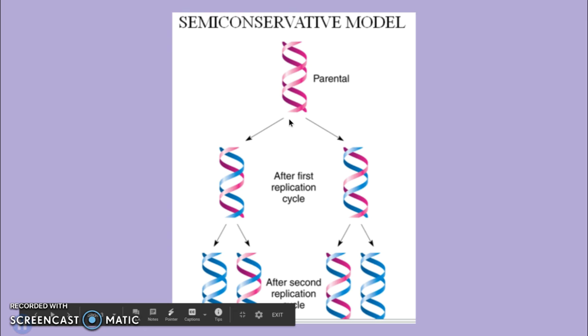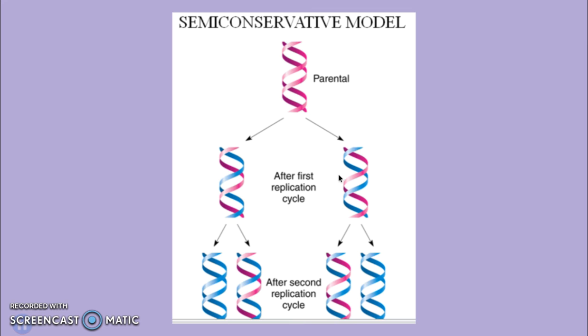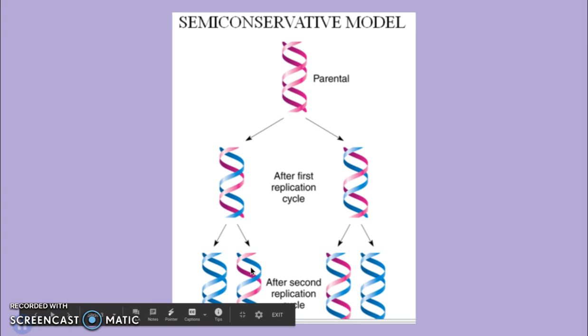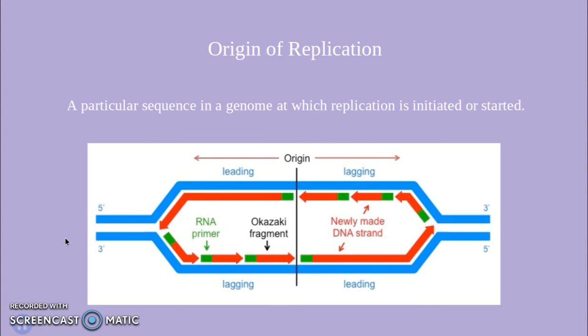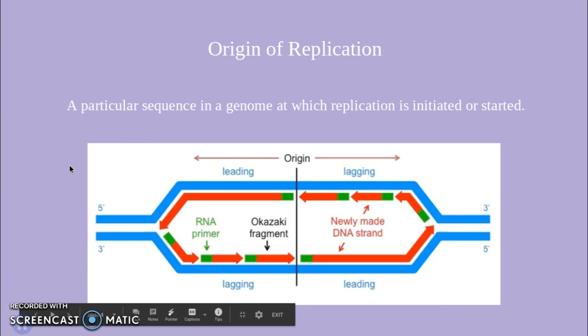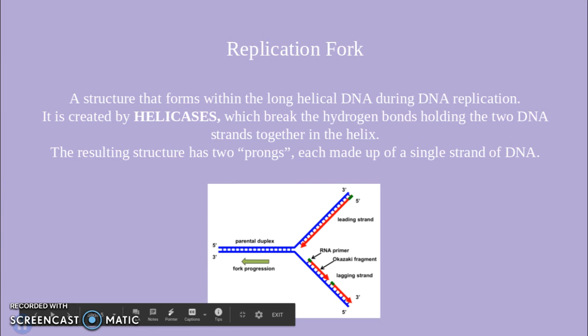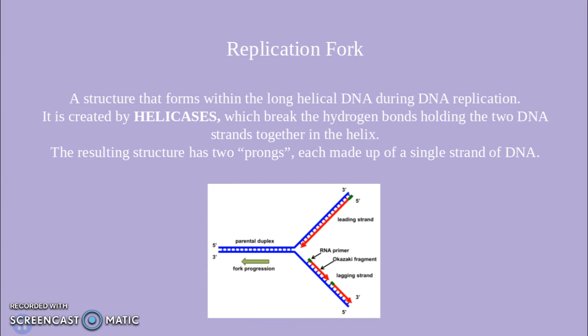So in this model, you'll see that we have our original parental genome, and it's going to be replicated to create two identical ones, and it's going to continually conserve that original genome, and that's what is meant by semi-conservative. Now, origin of replication is a particular sequence in a genome at which replication is initiated or started. So basically where that replication begins on a DNA strand, and that's going to be right here on this diagram.